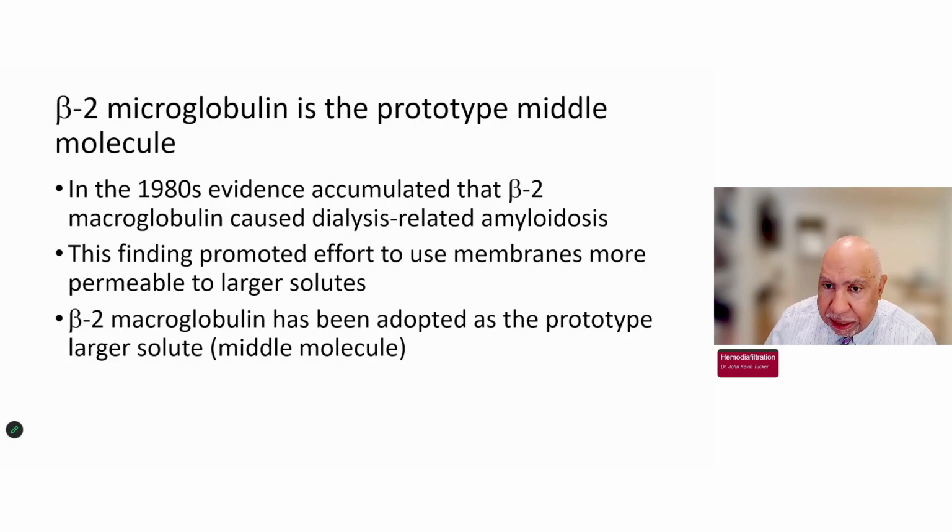Beta-2 microglobulin is the prototype middle molecule. In the 1980s, there was increasing evidence that beta-2 microglobulin caused dialysis-related amyloidosis. This finding promoted efforts to use membranes that are more permeable to larger solutes. Hence, beta-2 microglobulin has been adopted as the prototype larger solute or middle molecule.